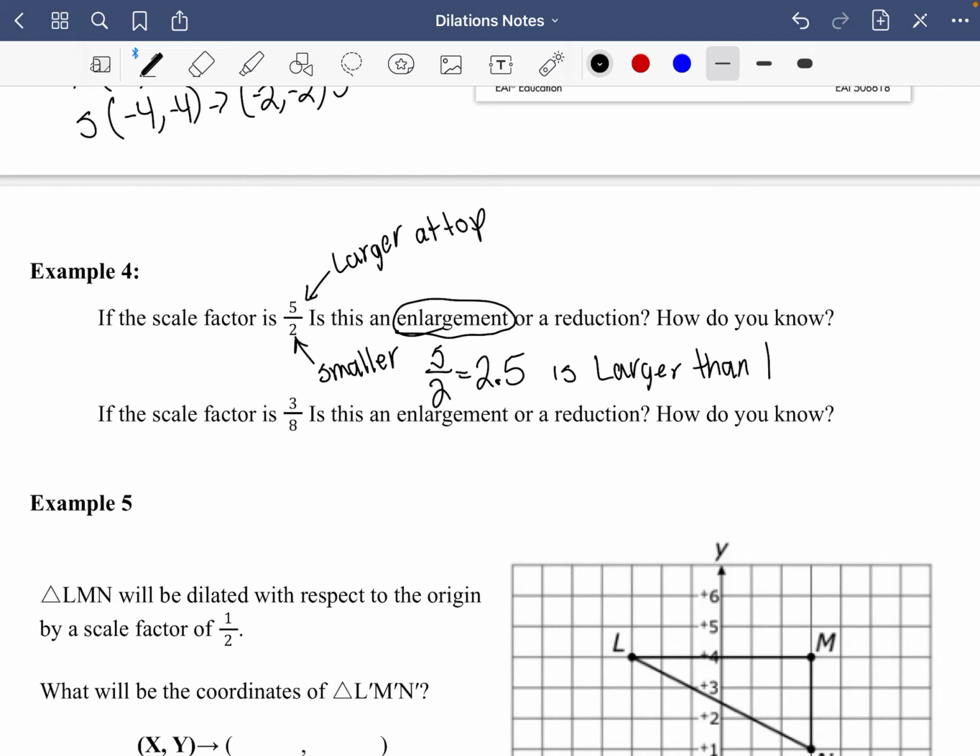It says if the scale factor is 3/8, is it an enlargement or a reduction? How do we know? Okay, if we look at this one, this is smaller and this is larger. So when we have the smaller number at the top and larger at the bottom, this is what I consider a regular fraction. And fractions, as we just learned, make the image smaller, so that's going to be a reduction. So that's how we know a regular fraction is less than 1.